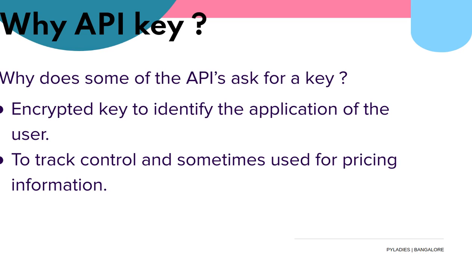Sometimes it's used for pricing information. By pricing information, I mean there are many places where you might have noticed a 3 months trial, or I use this API, so it's available for 20 requests per day. How will I know that this API has got 20 requests on that day, and if it has exceeded that 20 requests, I need to charge. All this is done using the API key. So I hope you got an idea of why the API key.